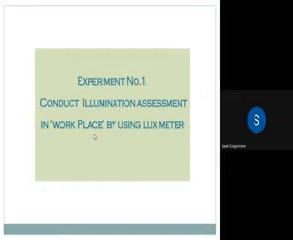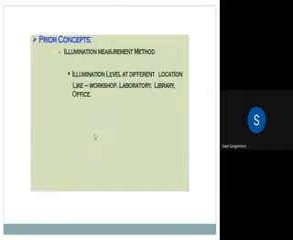Today we are going to perform practical number 1, that is, conduct illumination assessment in the workplace by using a lux meter. The concept for this experiment is the illumination measurement method and the illumination level at different locations, for example, workshop, laboratory, library and office. As the location and workplace change, the illumination level also changes.